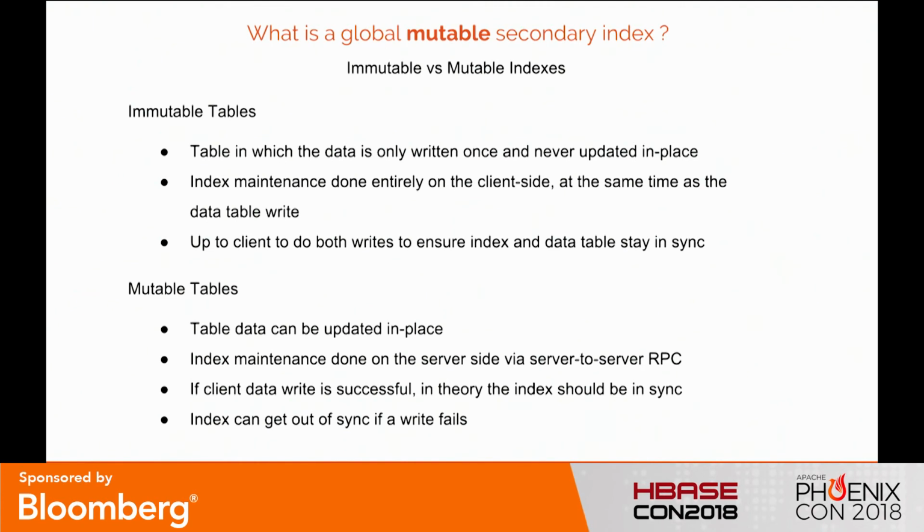So that's what a global secondary index is. What's a global mutable secondary index? Now it's distinguished between mutable and immutable indexes. For immutable tables, obviously, once you've written to them, you can't update any rows in there. The index maintenance is done entirely on the client side, so it's up to the client to write to both the data table and the index table.